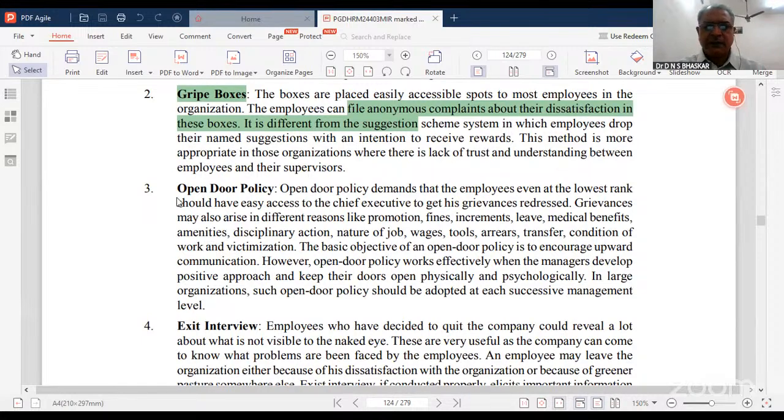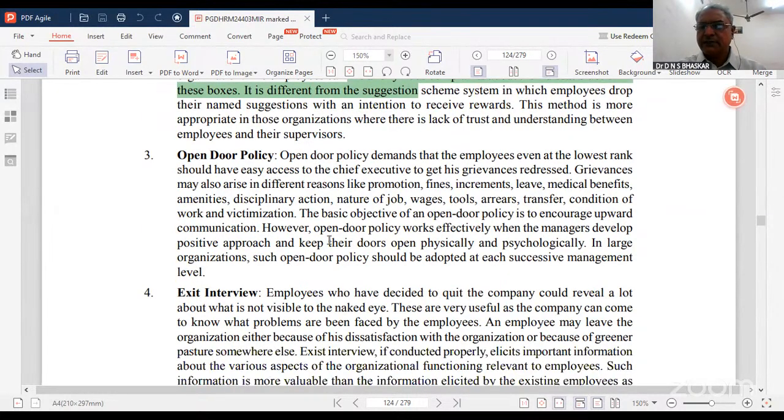Then coming to the open door policy. The open door policy demands that employees, even of the lowest rank, should have access to the chief executive to get grievance redressal. In most software companies, this type of process is going on. Anybody can send a mail or a WhatsApp message to a very high level of authority. When the open door policy is executed, employees feel better satisfied because their grievances are addressed at higher and higher levels of the organization.